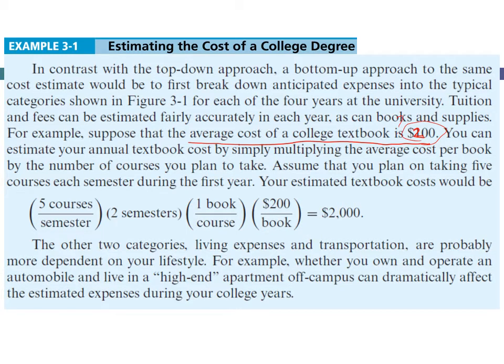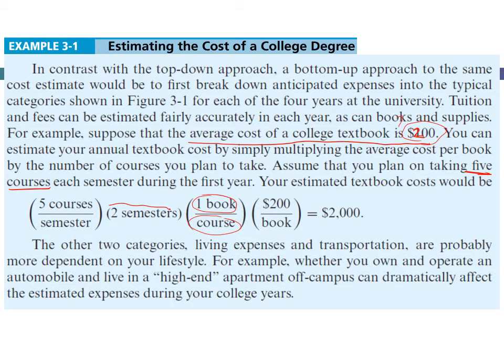Maybe you can have a quick search about the books, and you can find the costs of several books and take their average, and this is the average cost of a college textbook. Now we assume that each year we are going to take 5 courses. Okay, each semester, sorry, we take 5 courses, and in 1 year we have 2 semesters. And we are assuming that in each course we will use just a single book.